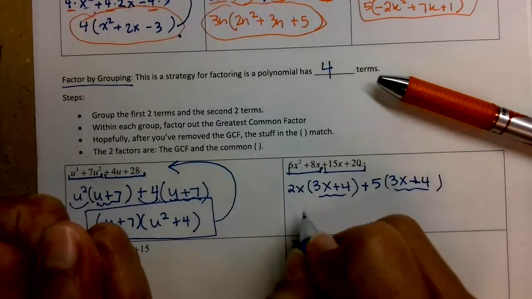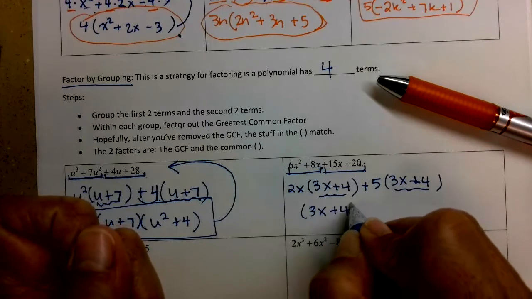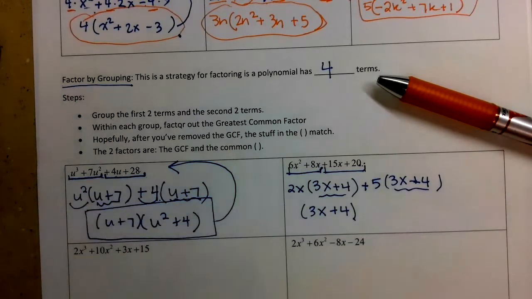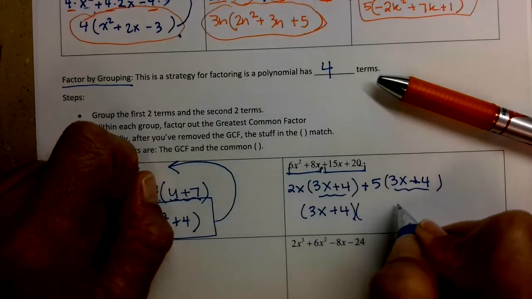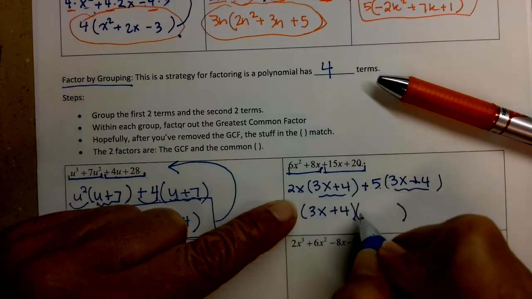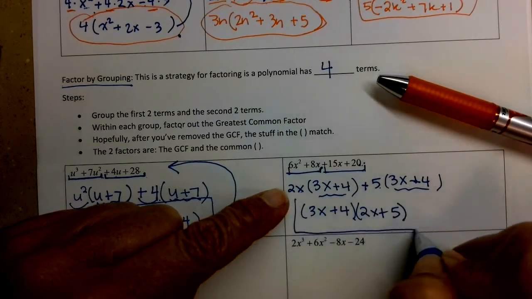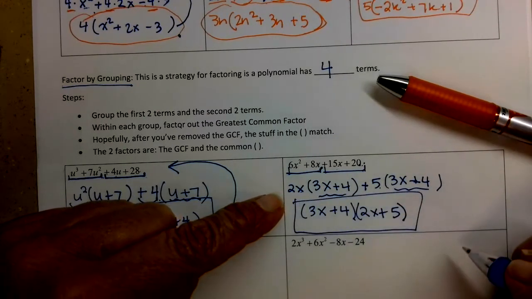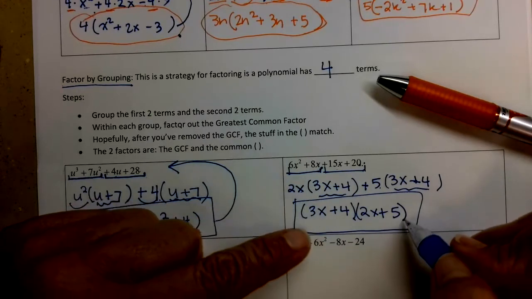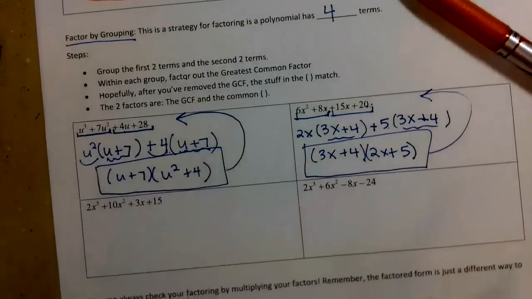Factor out the common factor. And I don't know why I started putting these squiggly lines under my common factor. So they squiggle and tug them to the front. And then the second set gets those greatest common factors that you found. So a 2x plus a 5. Again, you can check by foiling the 2 binomials you got and make sure you get back where you started.